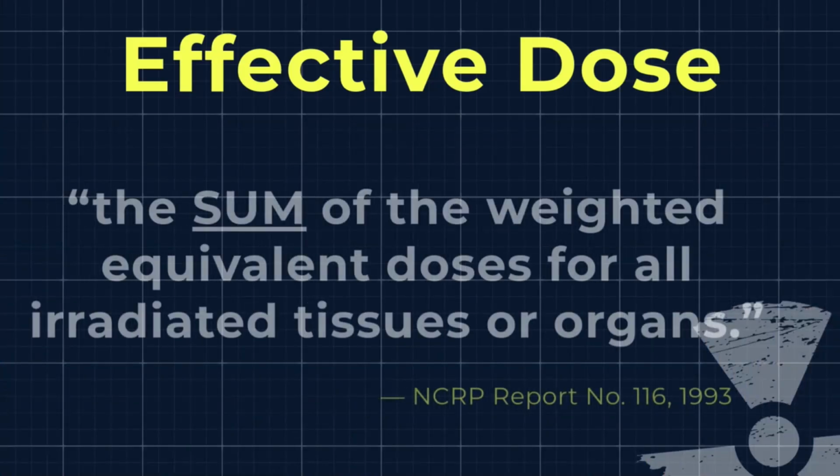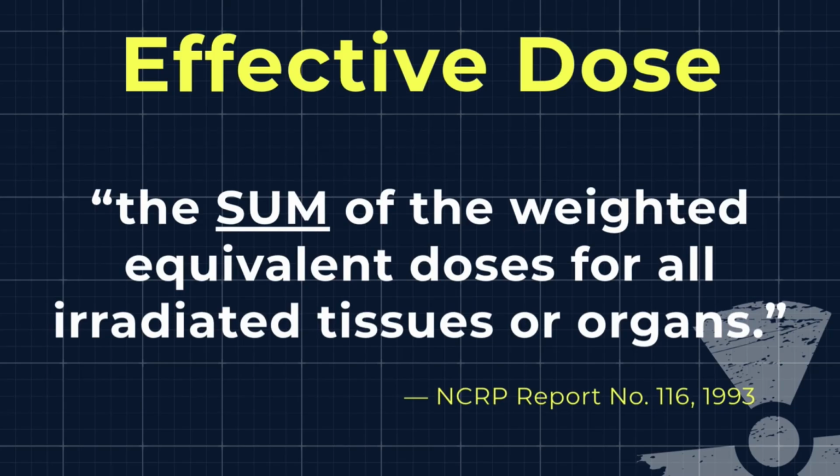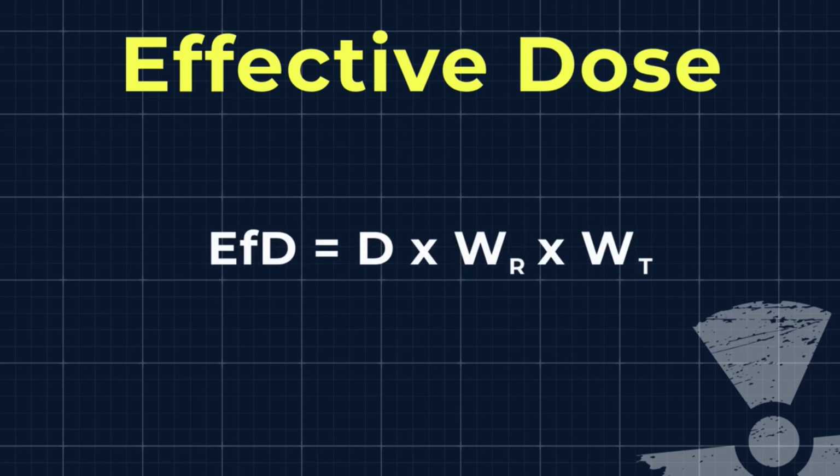The NCRP report number 116 defines it as the sum of the weighted equivalent doses for all irradiated tissues or organs. So the formula for effective dose then is the sum of each tissue's equivalent dose multiplied by its tissue weighting factor. For a simplified situation involving one tissue and one radiation type, you may see the formula written as follows. Effective dose is equal to absorbed dose multiplied by radiation weighting factor multiplied by the tissue weighting factor.